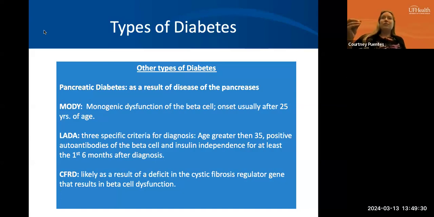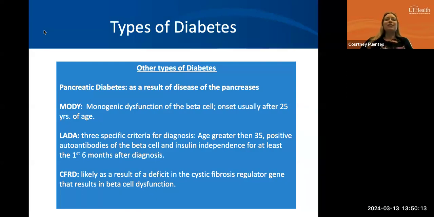A lot of times these patients get misdiagnosed with type 2, and then later something's just not right, where things aren't matching up with doses or the level of suspicion of insulin resistance. Then a lot of times they'll get further screening and then the autoimmune disorder diagnosis. Because it's an autoimmune disorder, they will have positive antibodies that will confirm that diagnosis. CFRD, which is cystic fibrosis related diabetes. This is the result of a deficit in the cystic fibrosis regulatory gene that causes dysfunction of the beta cell. So those are kind of the high level overview of the different types of diabetes.